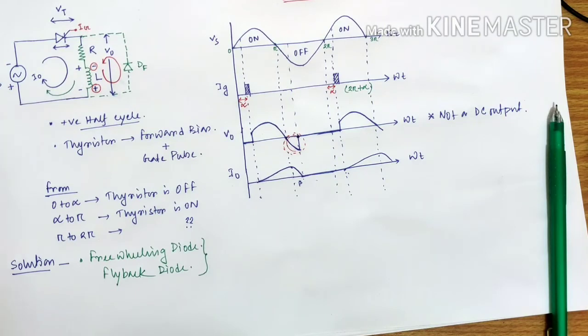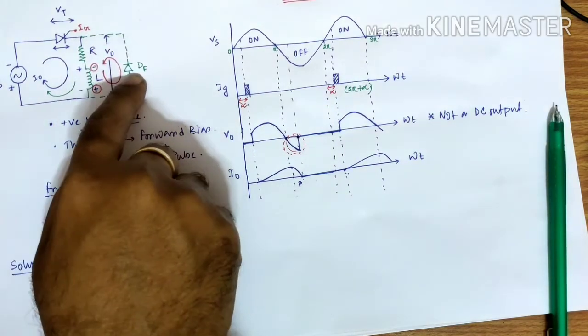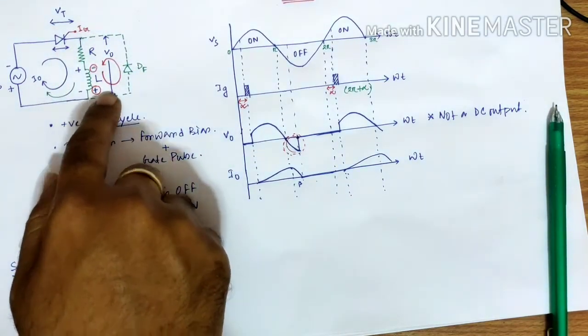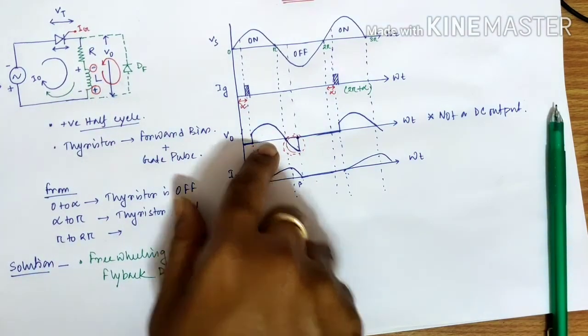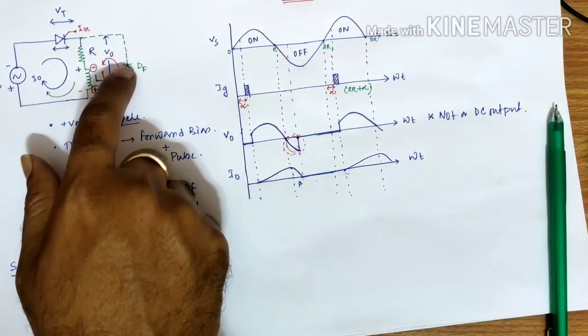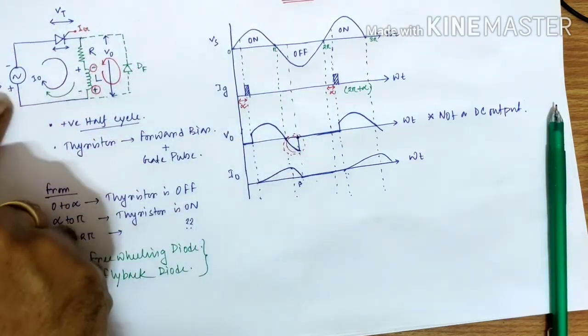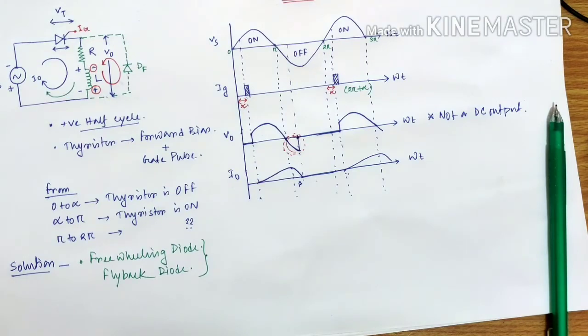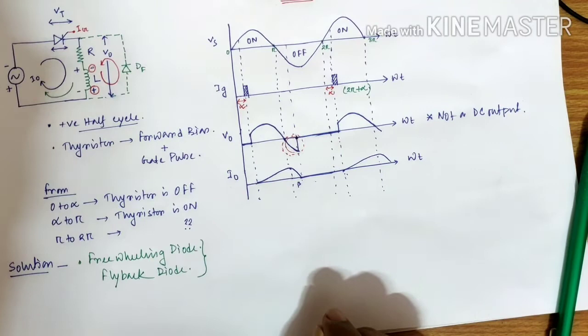So remember, to get the DC output in a half wave controlled rectifier when the load is inductive in nature, we need to connect a diode in this way so that the energy stored within the inductor in the positive half cycle can be discharged via this diode rapidly in the negative half cycle of Vs. That is the function of this one. This is not any particular type of diode.